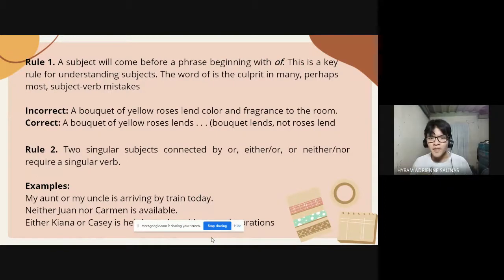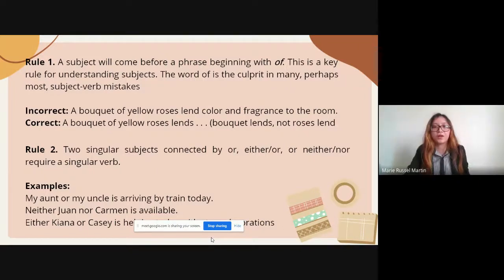Ma'am, the subject always comes before the word of. That is the main thought of rule 1. Yeah, that's correct. The key in understanding your subject.